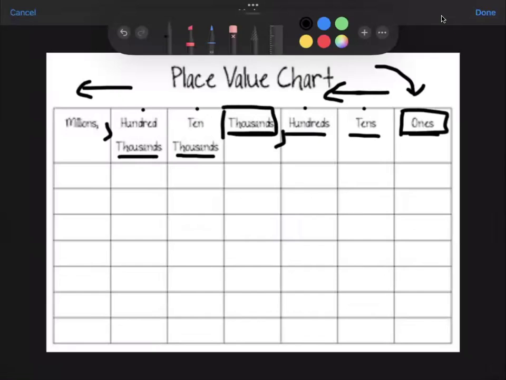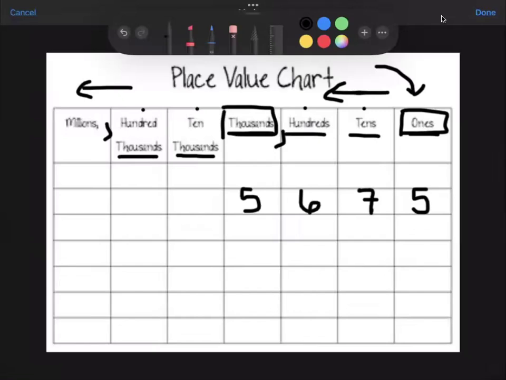So let's take a number and put it on the place value chart. Let's say my number is 5,675. So this is what a number would look like on a place value chart. This would tell me that this number has 5 ones, 7 tens, 6 hundreds, and 5 thousands.